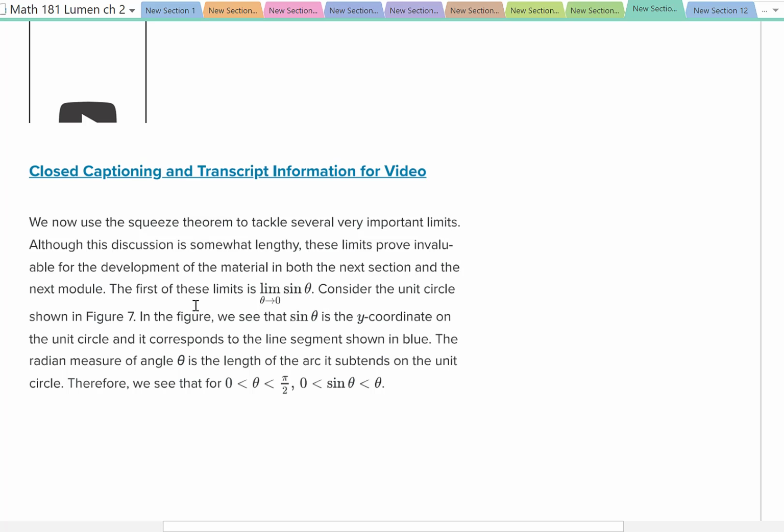So consider the unit circle. I'm going to scroll down here. In the figure, we see that sine of theta is the y-coordinate on the unit circle, and it corresponds to the line segment shown in blue. The radian measure of angle theta is the length of the arc it subtends on the unit circle. So 0 is less than theta less than pi over 2, and 0 is less than sine of theta, which is less than theta.